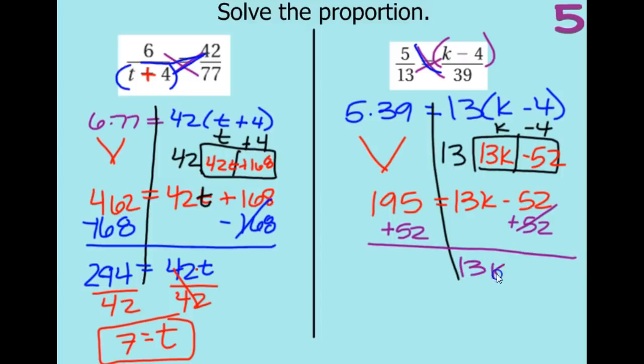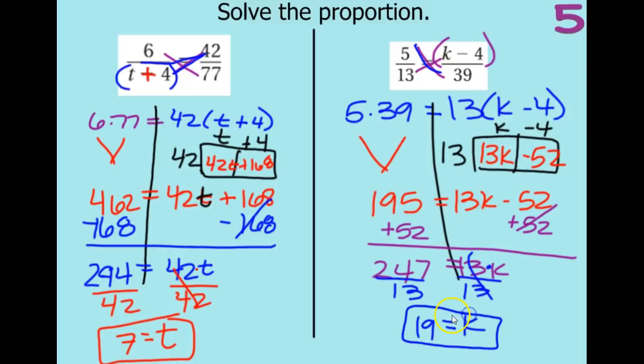We have 13k. 5 plus 2 is 7. 19 plus 5 is 24. So 247. And we're going to divide by 13, because this is multiplied, we're going to divide. And in my calculator, I get a nice 19. Make sure you know how to plug this into your calculator, that you're getting the right answers.